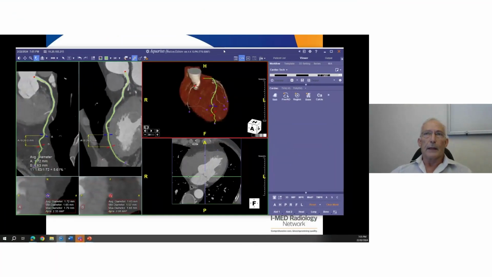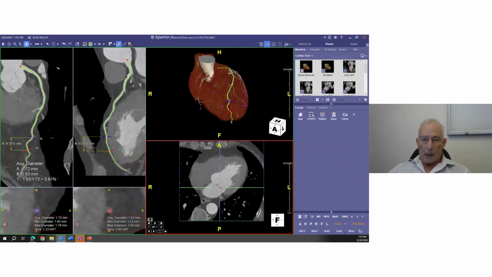I'm going to move the workstation screen into the main screen, which I presume, Sue, you'll indicate to me if there's any problem with it. What we have here is a number of images. We've got our 3D imaging of the heart.